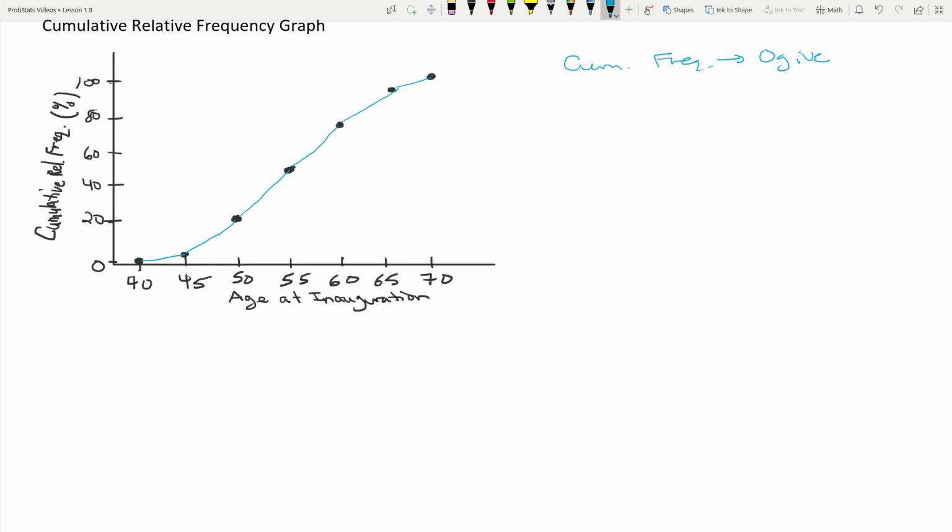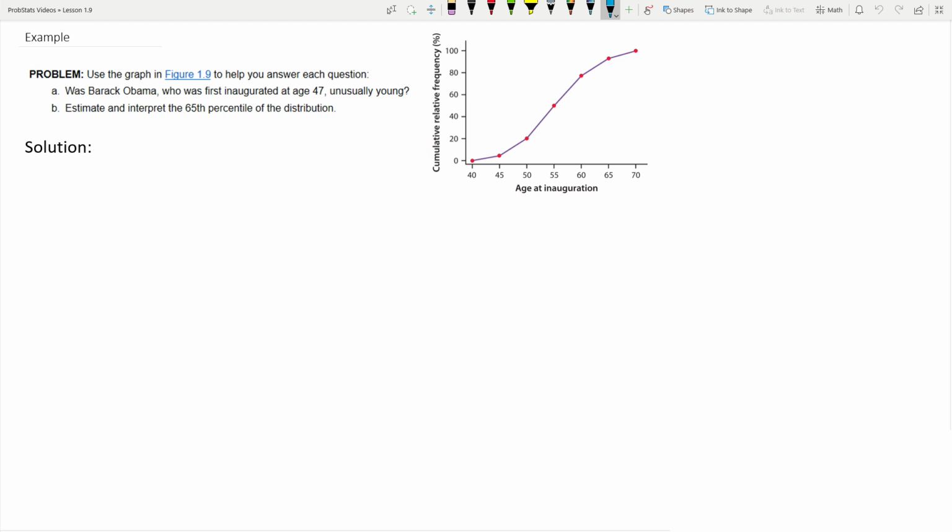But in any case, an ogive or a cumulative relative frequency graph always has this generic shape where you start low and then you're building your way up to 100%, to the very last one. All right, so now that we got the graph, we're copying that graph over to the next problem. So using the same graph that we just drew, was Barack Obama, who was first inaugurated at age 47, unusually young? So we want to be able to interpret his percentile to see whether he was unusually young.